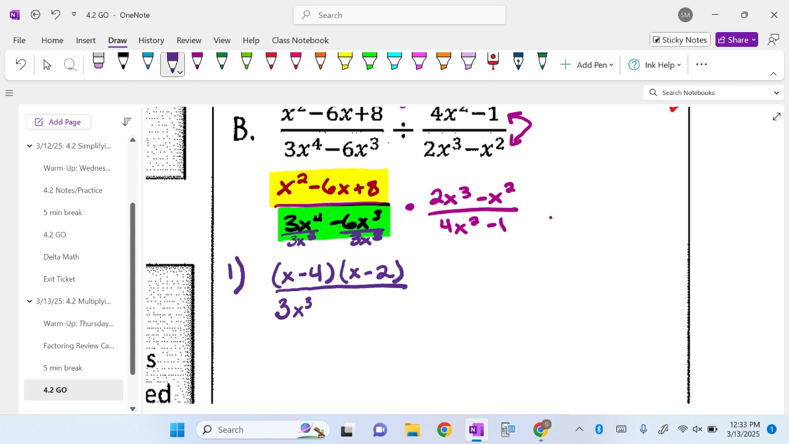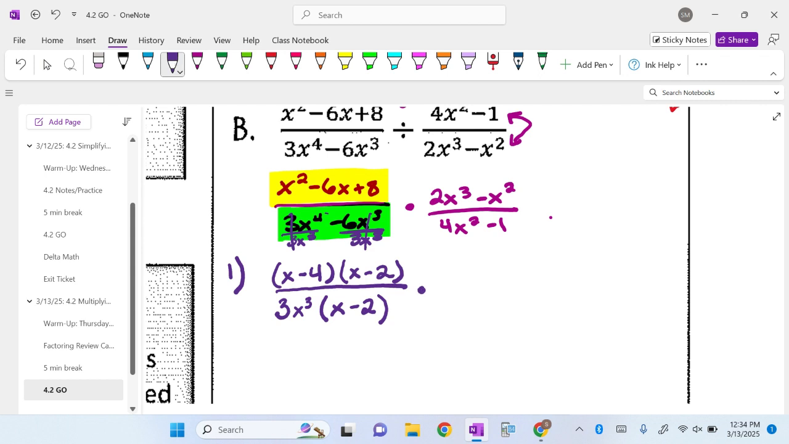what's 3x to the fourth divided by 3x cubed? X, because the 3's cancel, and then x to the fourth. If you take 3 of the x's away from x to the fourth, you're left with a singular x. What's negative 6 divided by 3? Negative 2. What's x cubed divided by x cubed? Nothing. It goes away. The x cubes cancel. All right, so that's our first fraction factored.